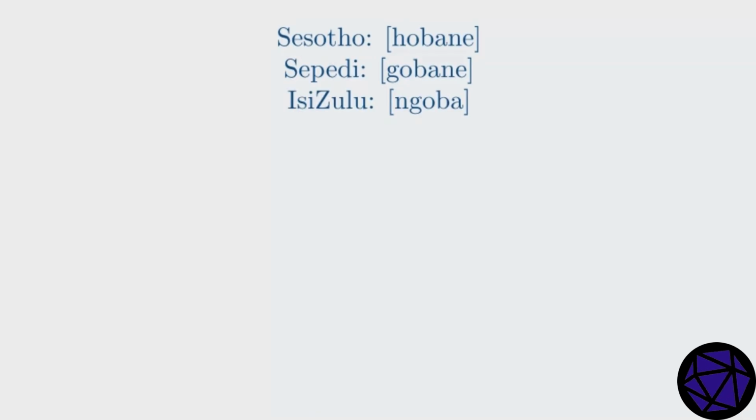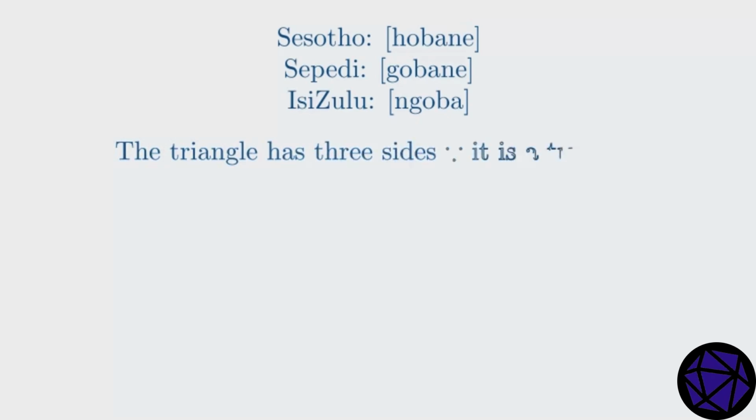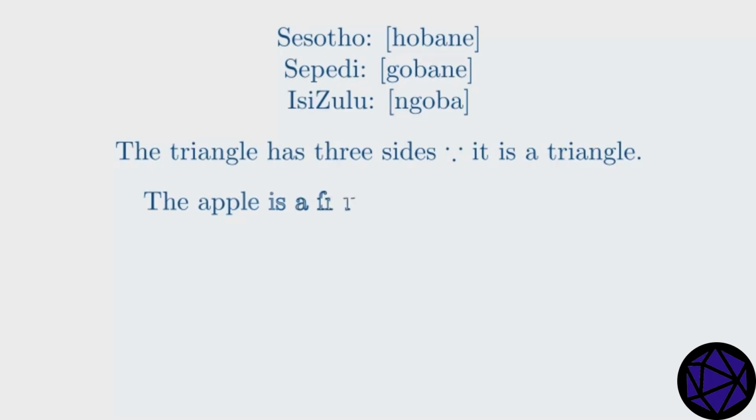Let's look at an example. We can say, the triangle has 3 sides. Hobane, it is a triangle. The reason it has 3 sides is because it is a triangle. Or we can say, the apple is a fruit. Gobane, it grows on a tree. The reason it's a fruit is because it grows on a tree. So, hobane, gobane, or goba is used to introduce the reason for a statement.